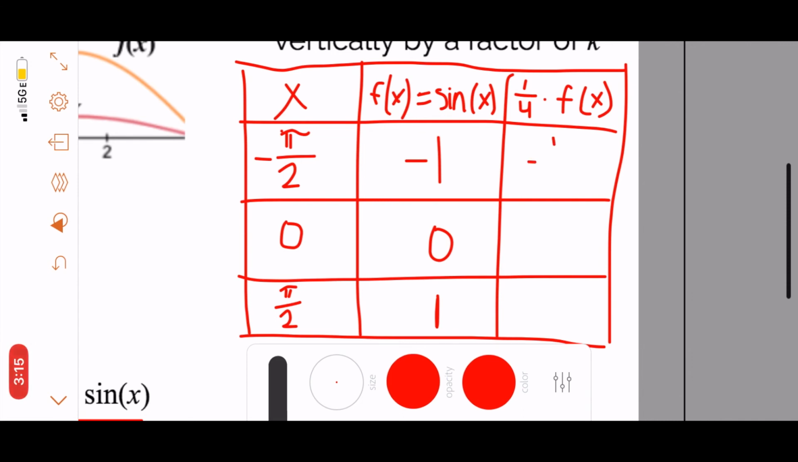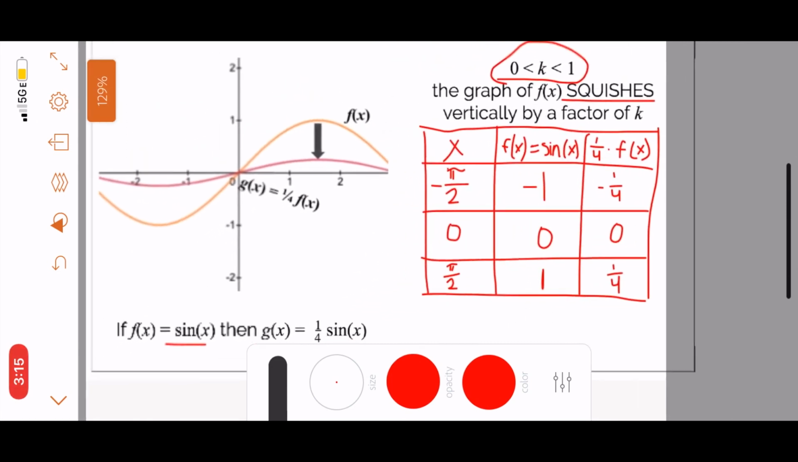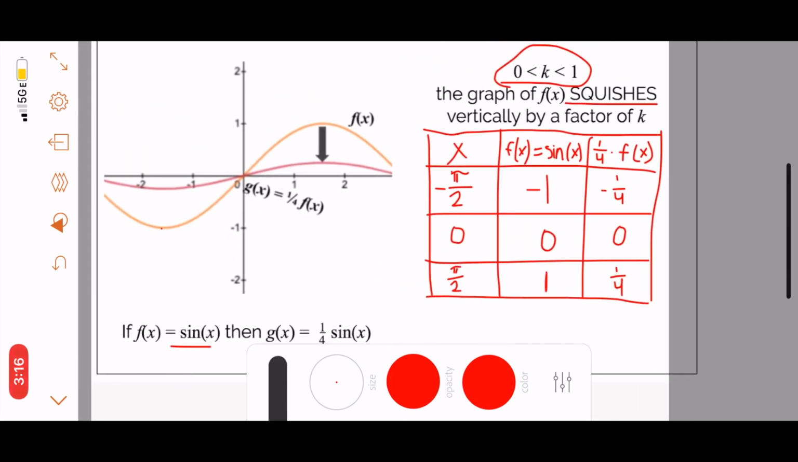So multiplying 1/4 times -1, I get -1/4. 1/4 times 0 is 0, and 1 times 1/4 is 1/4. And then I'm going to plot those on the graphs over here. So (-pi/2, -1), (0, 0), and (pi/2, 1), connecting those for our original graph. And then we have (-pi/2, -1/4), (0, 0), and (pi/2, 1/4) for our squished graph.